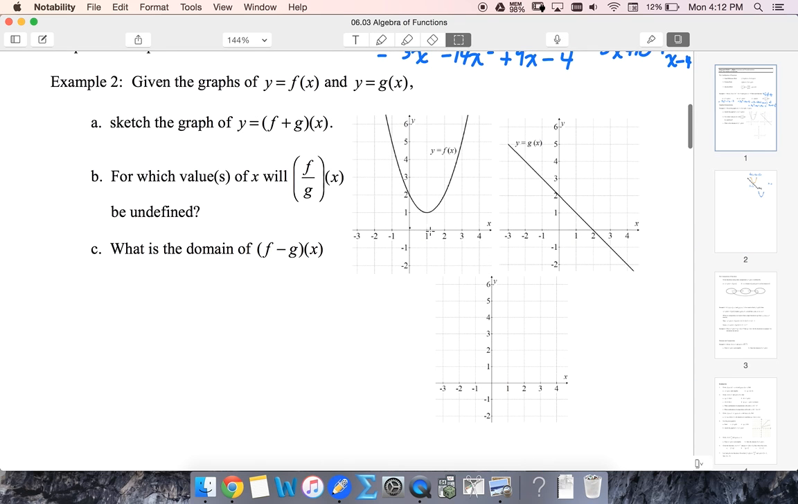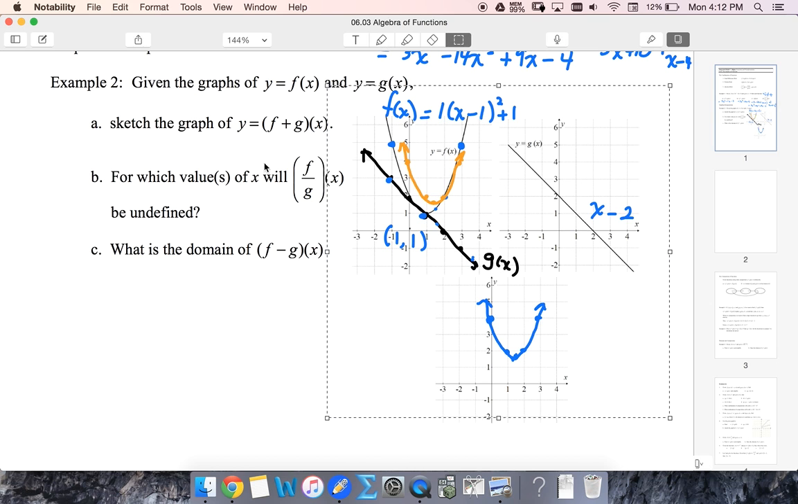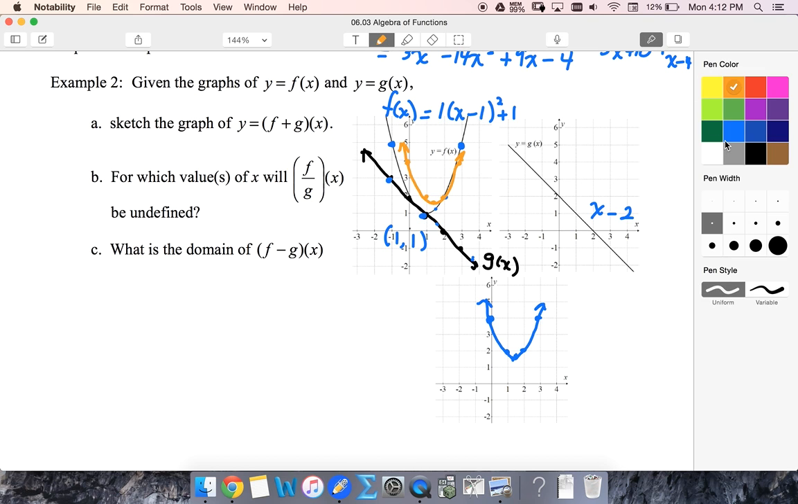Okay, so now if I want to think about where this is going to be undefined? Well, we know we can never divide by 0. So thinking about dividing by 0, g of x is equal to 0 when x equals 2. And I guess I didn't need to move my graph down after all. So we're undefined at x is equal to 2.